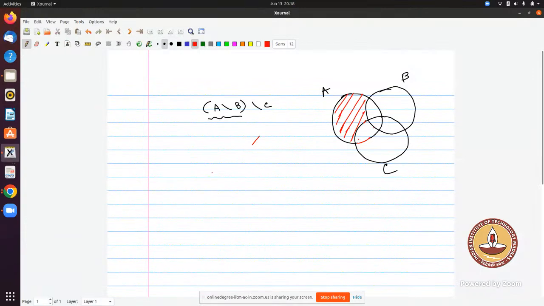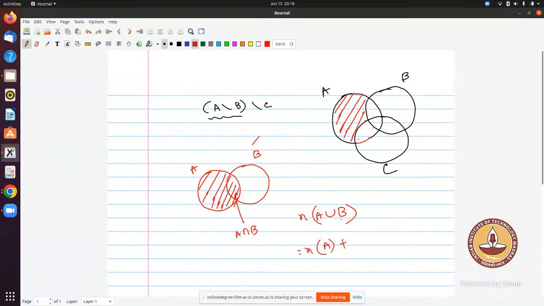So if I want to calculate the cardinality of A union B, this is A, this is B, and this is A intersection B, the mid portion. Now I have to calculate the cardinality of A union B. If I take the cardinality of A, it covers all those elements inside this region which I have pointed out, plus B. Let's say B, if I point out like this.